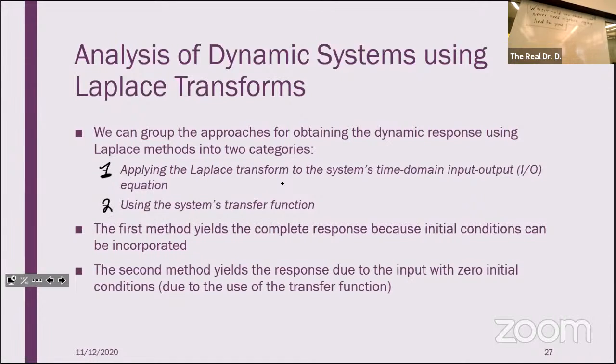And this is method two, using a transfer function. So how are they different? Well, the only difference is that if you're using a transfer function, you are assuming zero initial conditions. So the first method yields a complete response because the initial conditions can be incorporated, and the second method yields the response due to zero initial conditions. So if you're using the transfer function method, you assume that the initial conditions are zero. Okay.